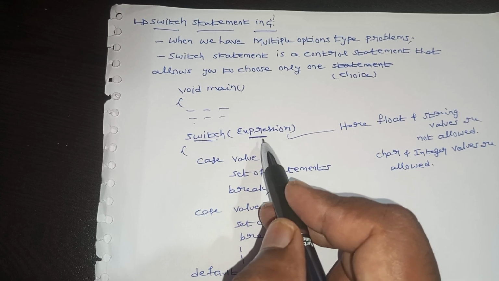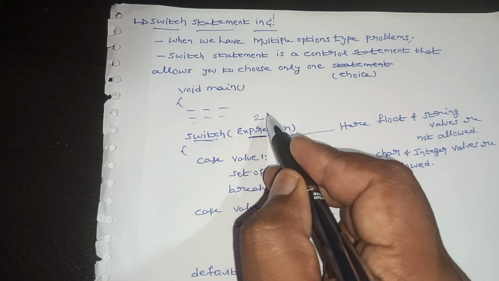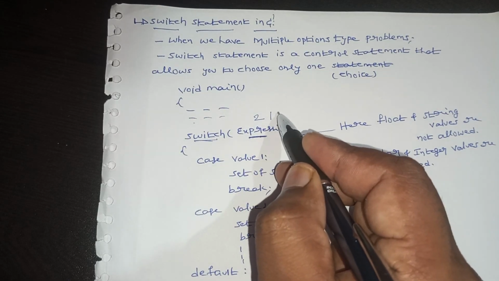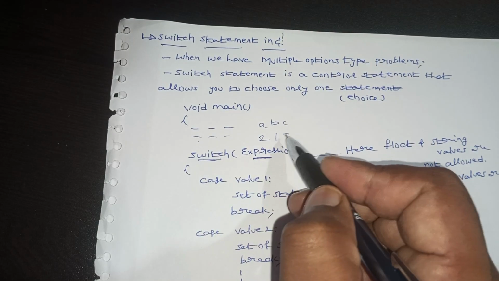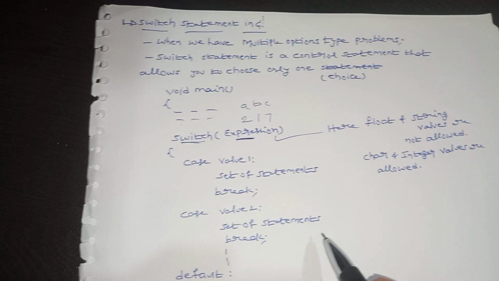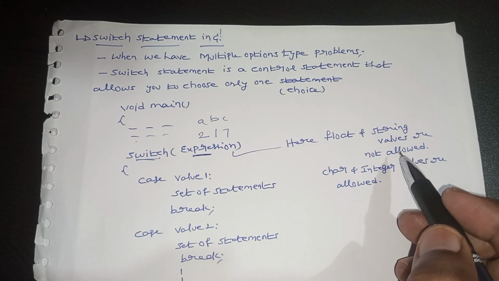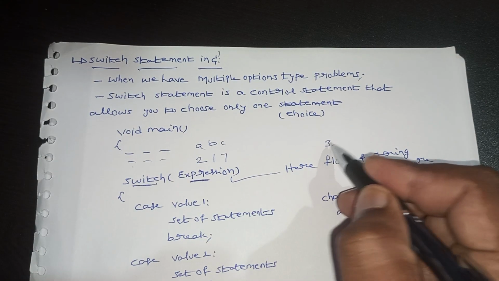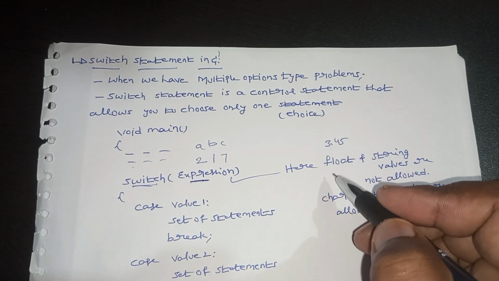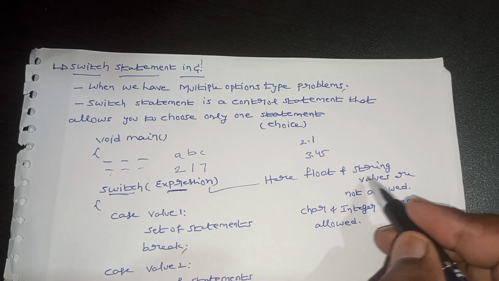Generally, what value do you have to place here? You may place 2, you may place 1, any integers, or you may place characters like a, b, c. I'll take an example, then you'll be able to understand. But here float values and string values are not allowed. You have to make a note of that. Something like 3.45 or 2.1 is not allowed here.